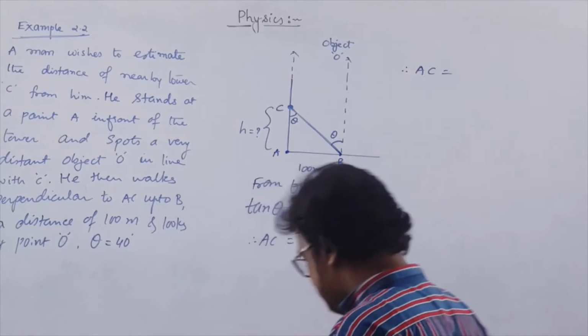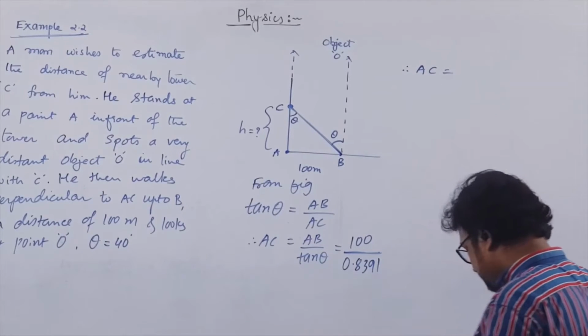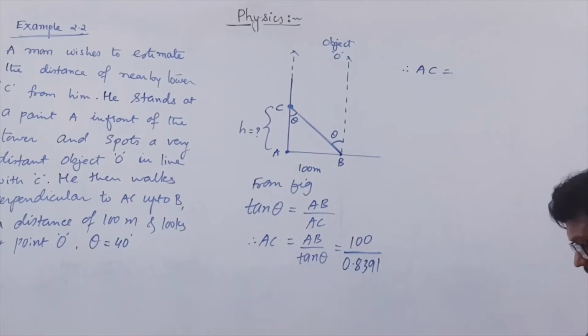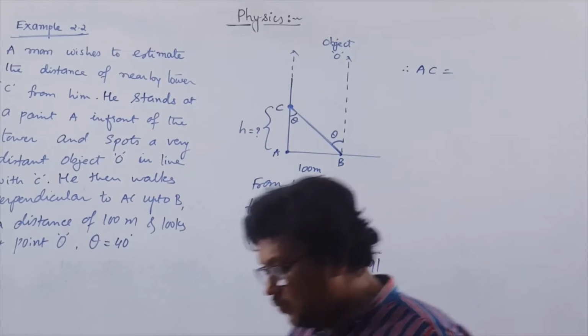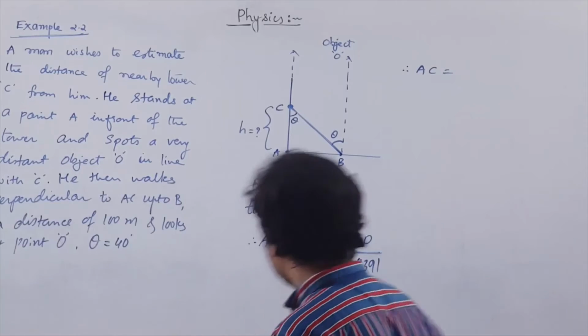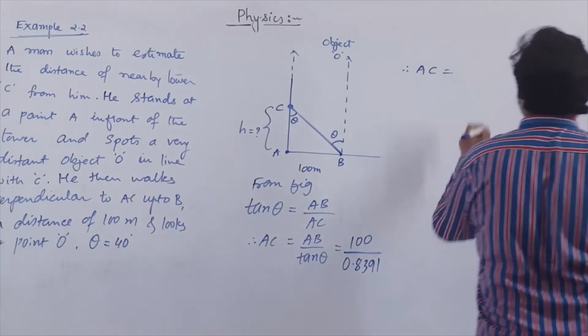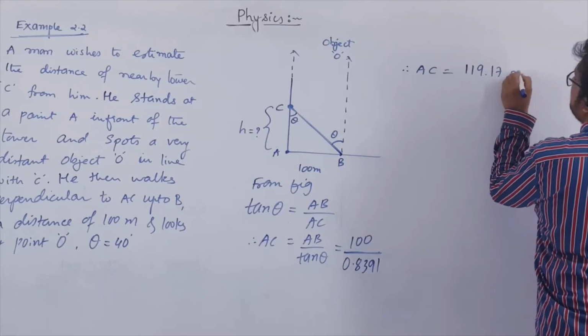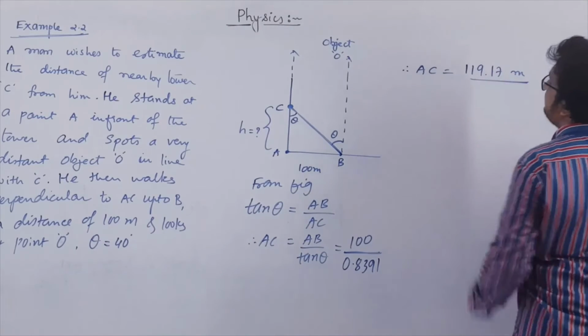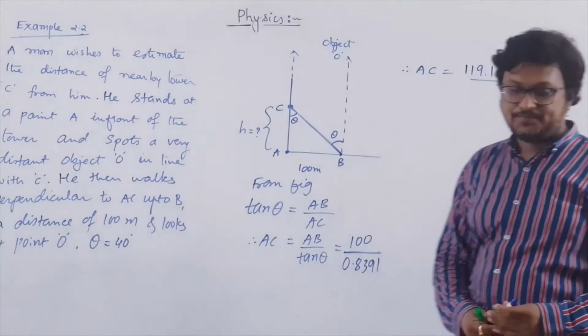If you use a calculator, 100 divided by 0.8391 will be equal to 119.17. So this will be equal to 119.17 meter. This will be the height of the tower.